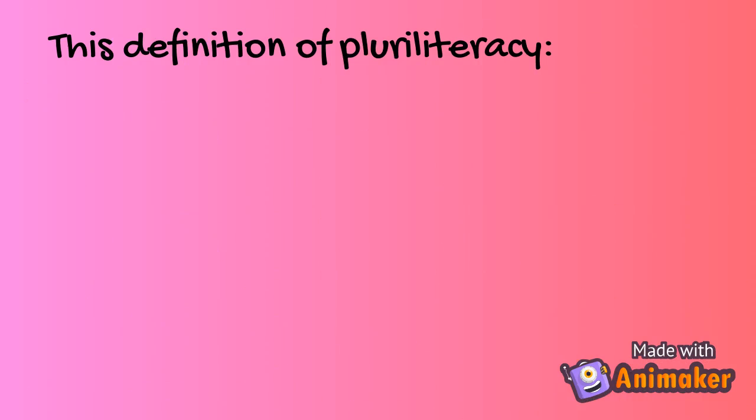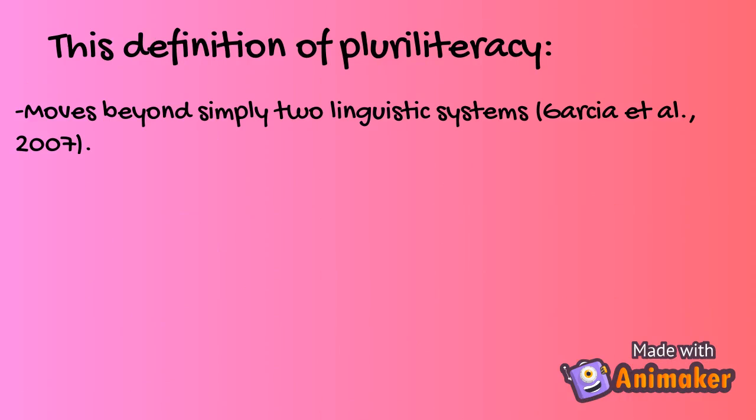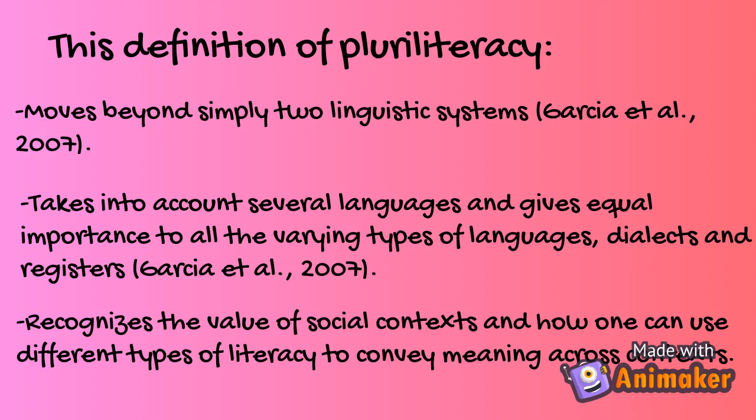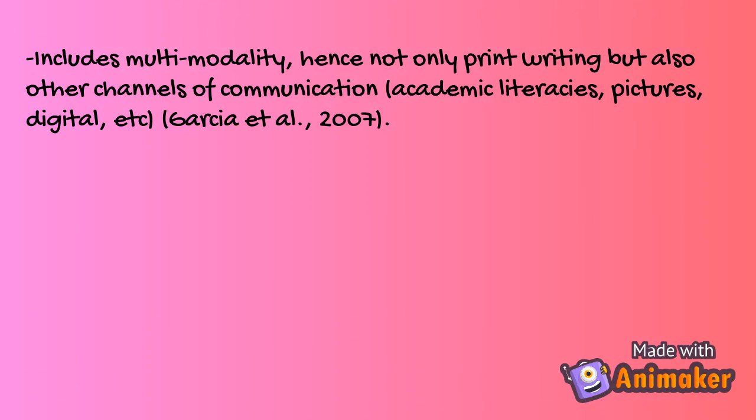This definition of pluriliteracy moves beyond simply two linguistic systems. It takes into account several languages and gives equal importance to all the varying types of languages, dialects and registers. It also recognizes the value of social contexts and how one can use different types of literacy to convey meaning across contexts. It includes multimodality, hence not only print writing but also other channels of communication.